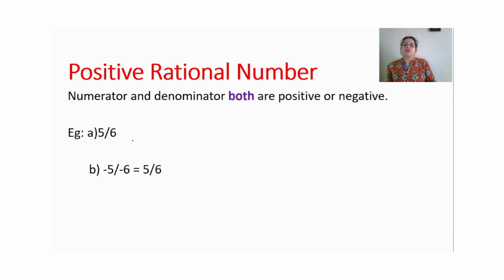If no negative sign is there, it is very easy to identify: 5 upon 6, no negative sign, so it is a positive rational number. But what about minus 5 upon minus 6? Here we will use the integer concept. The total number of negative signs is 2. 2 is an even number, so your answer will be positive.